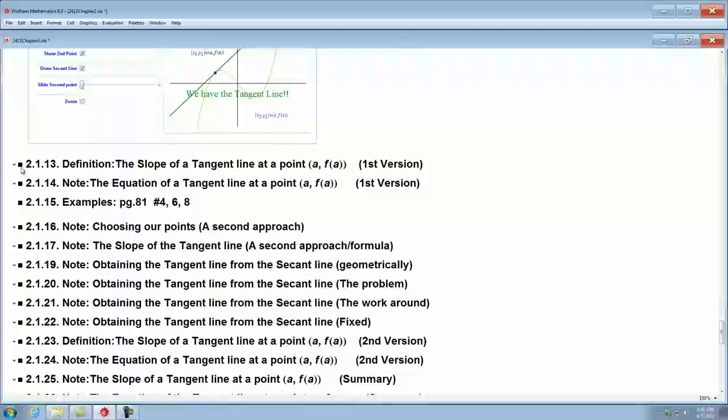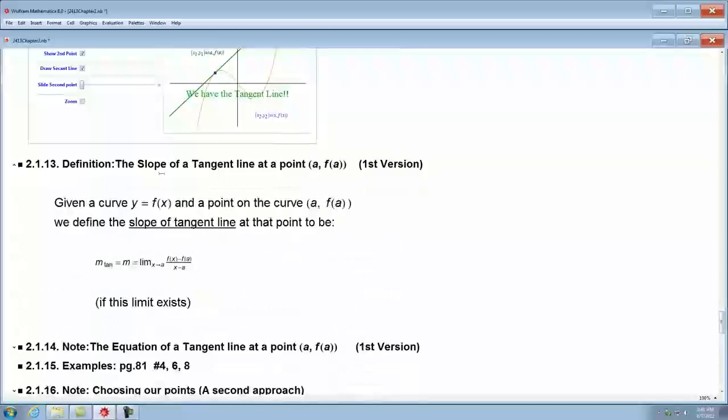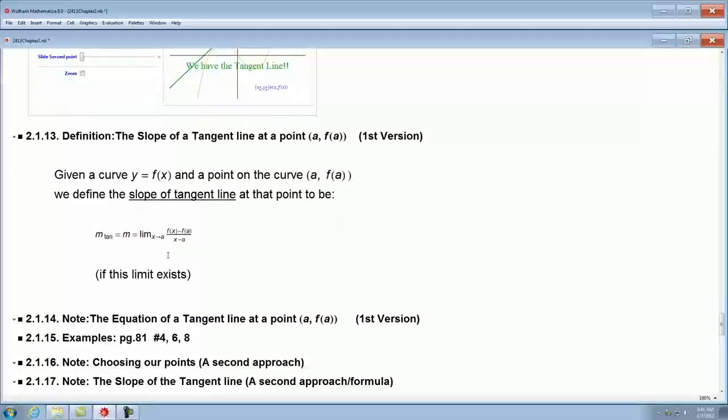All right, so now we get to the definition. The slope of the tangent line at a point a, f of a. If someone gives you a curve, y equals f of x, and some point on the curve, a, f of a, we define the slope of the tangent line at that point to be equal to the limit as x approaches a of f of x minus f of a over x minus a. You might recognize this from college algebra. That part right there, we called that the difference quotient. That's why you saw it in college algebra, because we're going to use it here.